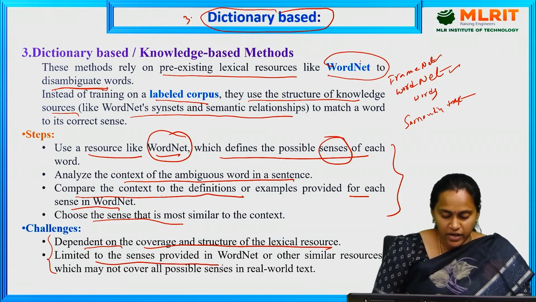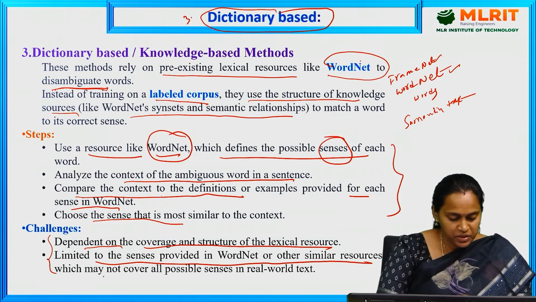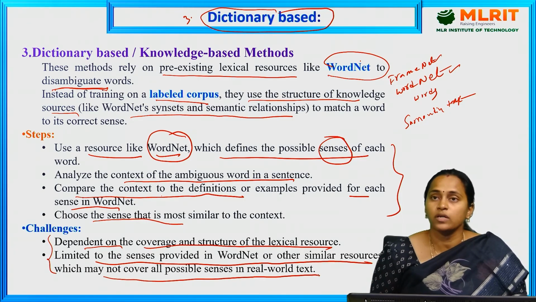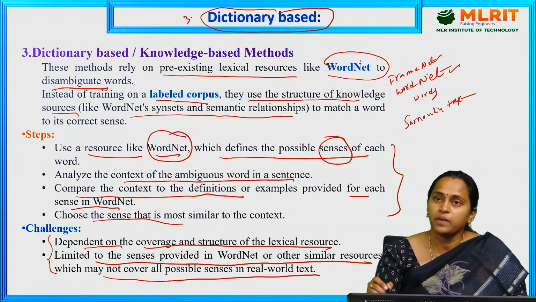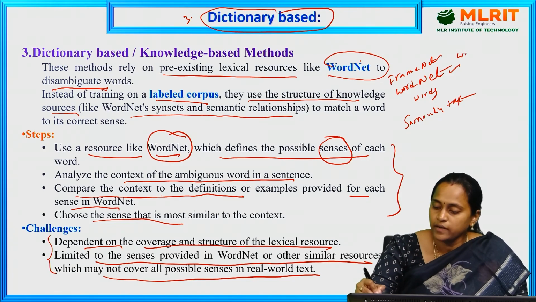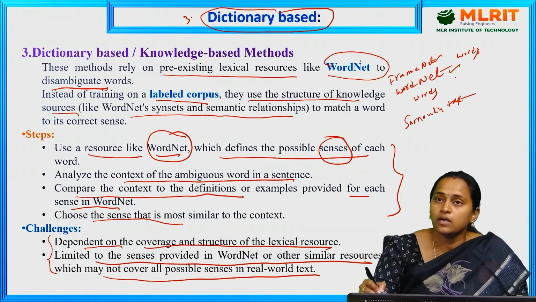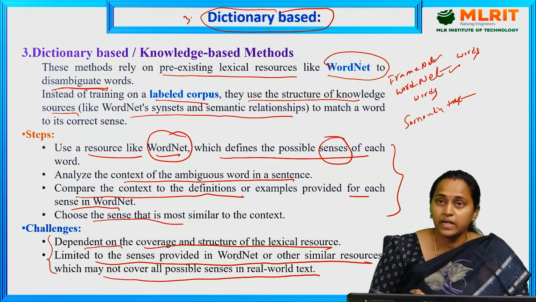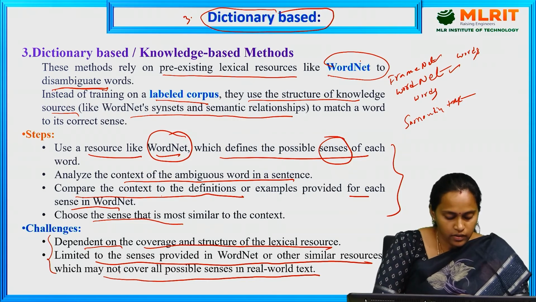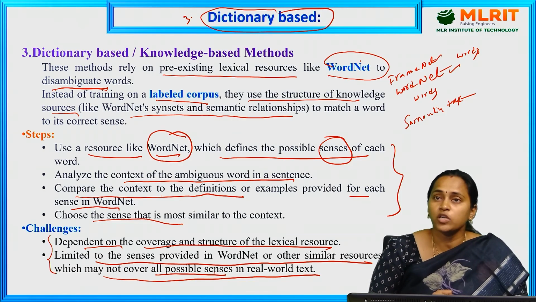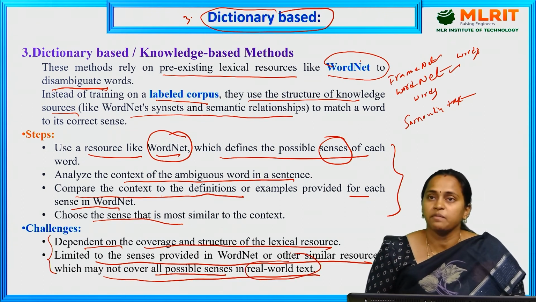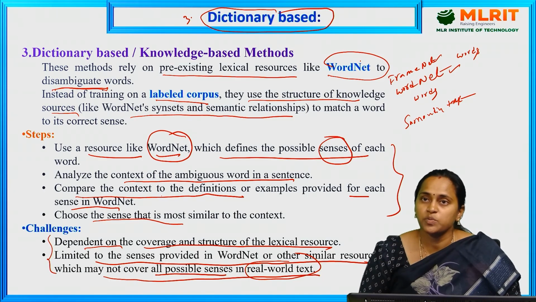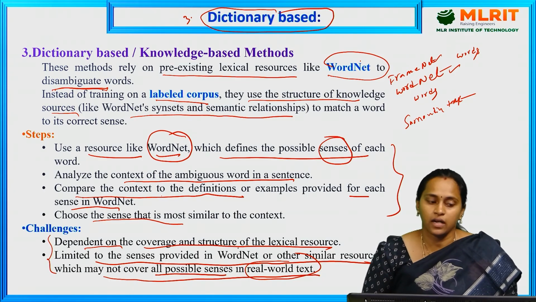Limited to the senses provided in WordNet or other similar resources, which may not cover all possible senses in real-world text. Let's see the challenge here. WordNet and FrameNet contain a limited set of words, right? We cannot add, we cannot update, or we cannot take from any other words. Here, there is no possibility of covering all senses in real-world text. That means it may not cover all the possibilities of the words. This is the one drawback of a dictionary-based approach.